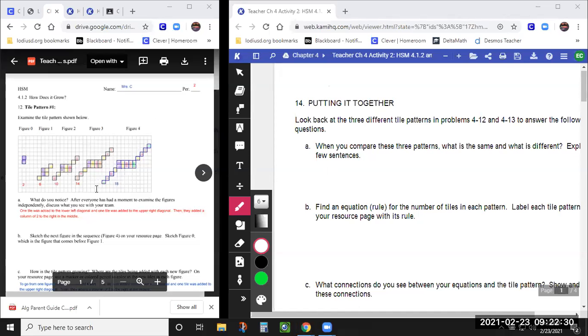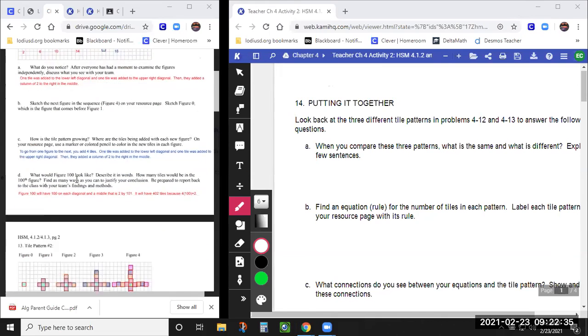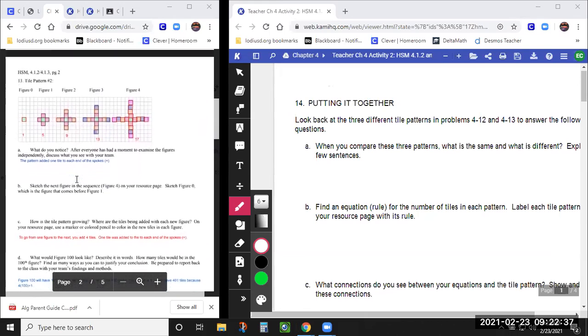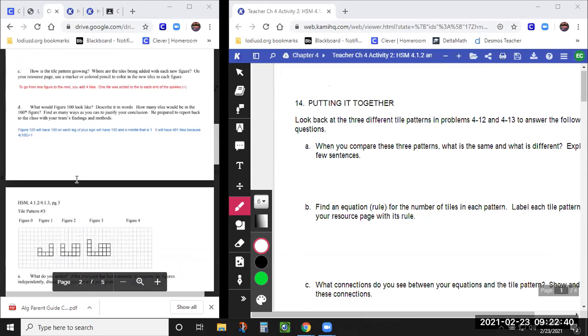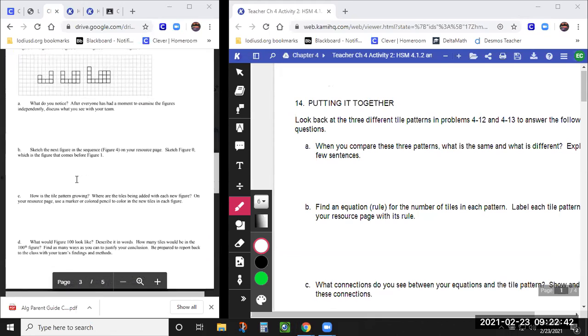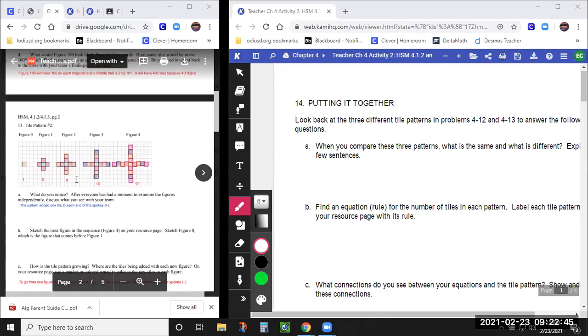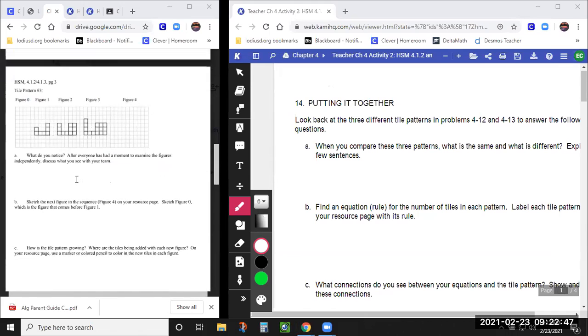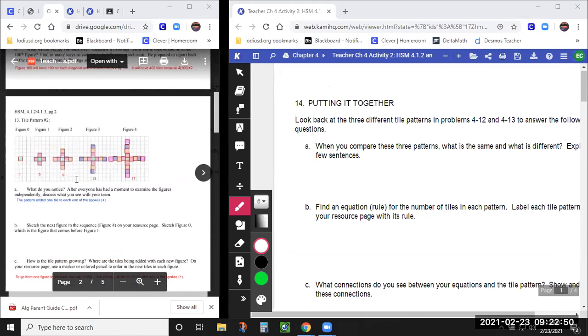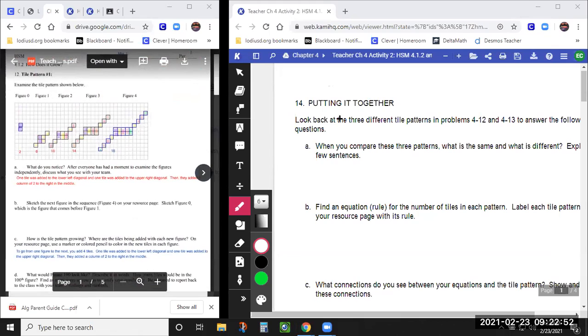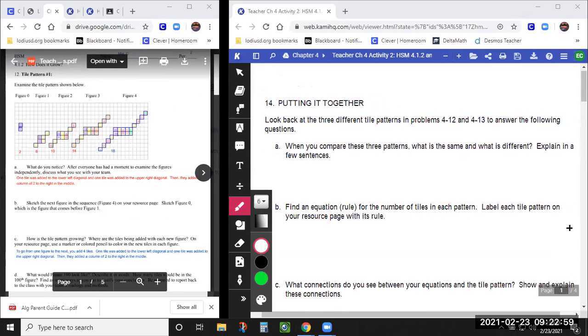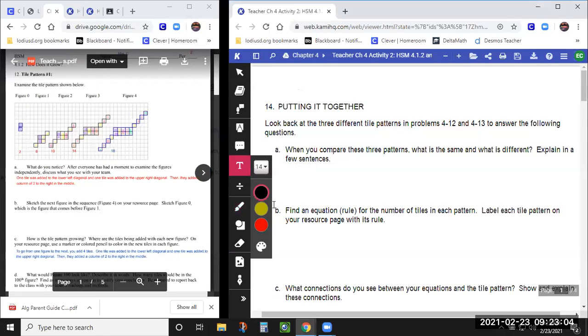We're looking at what we did yesterday. We're looking at 12, which was the first pattern. We're looking at 13, which was the second pattern, and the third pattern. Those two are both part of number 13, pattern 2 and pattern 3. Okay. And it says when you compare the patterns, what seemed the same and what was different, explain in a few sentences. So first, let's get our name on this.